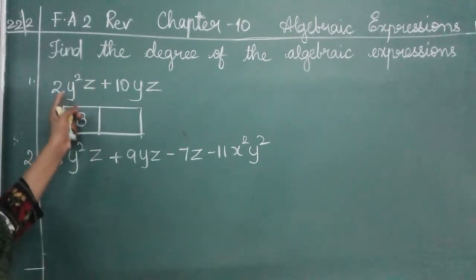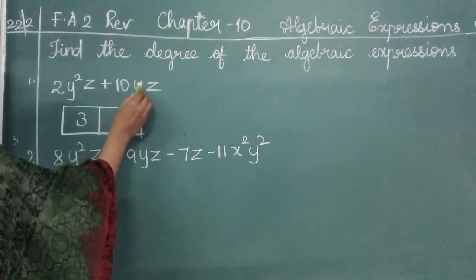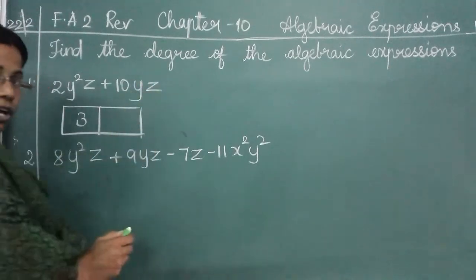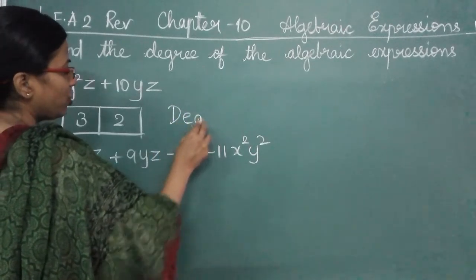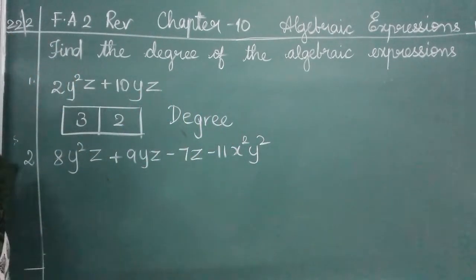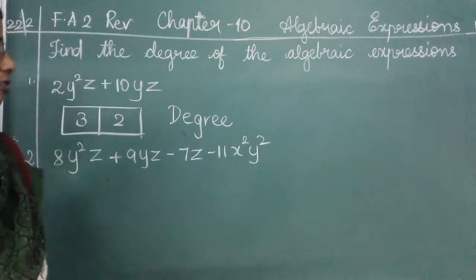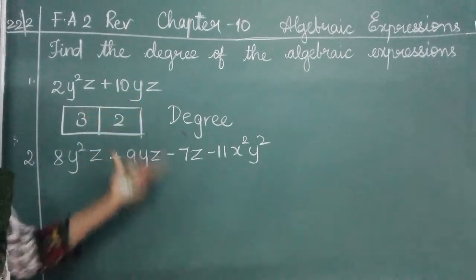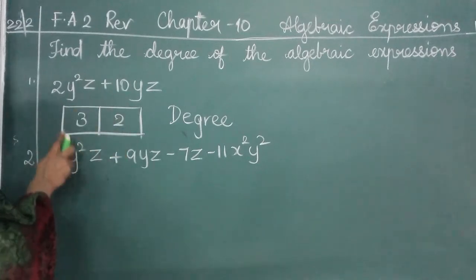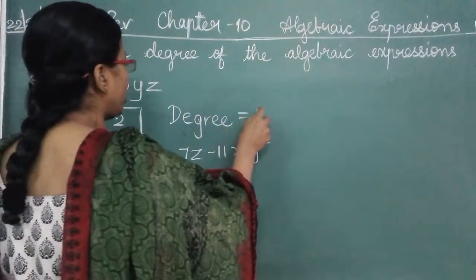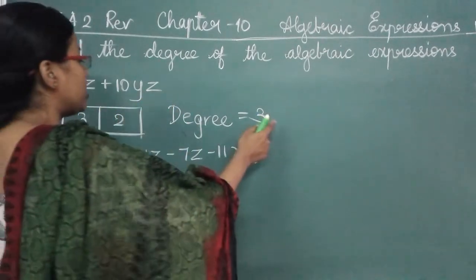So the degree of the first term is 3 and let us see the degree of the second term. Y to the power 1 and z to the power 1. 1 plus 1 is 2. So here whenever you are asked to find out the degree, whichever is the highest degree, that is considered to be the degree of the given algebraic expression. So here 3 and 2, which is greatest in these two? Greater one, 3. So the degree of the given algebraic expression 2y square z plus 10yz is 3.